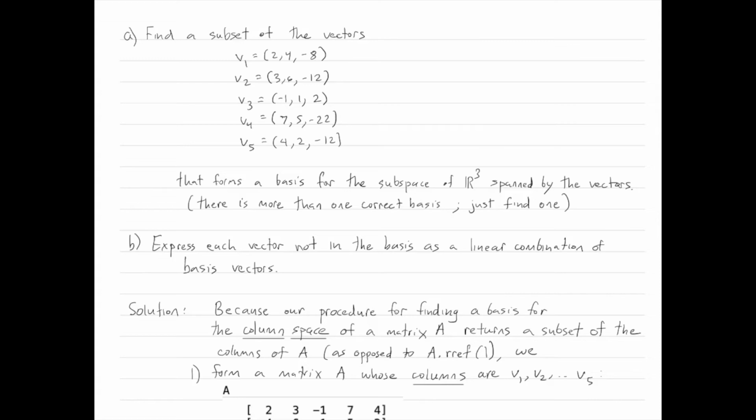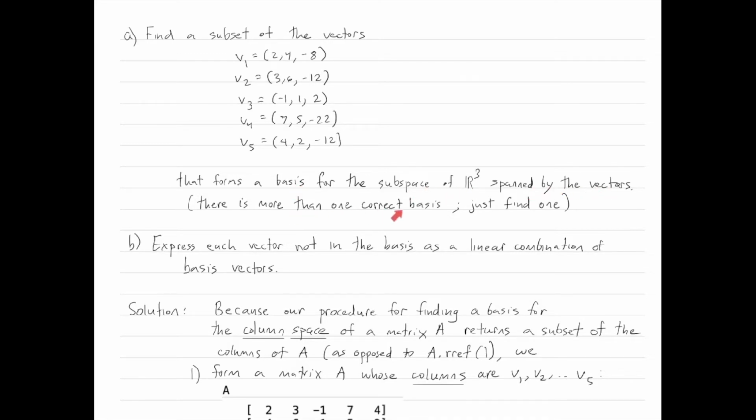In this video, we show how to solve the following type of question. Find a subset of some vectors. So I've given v1 through v5. They are vectors in R3. Find a subset of them that forms a basis for the subspace of R3 that they span.